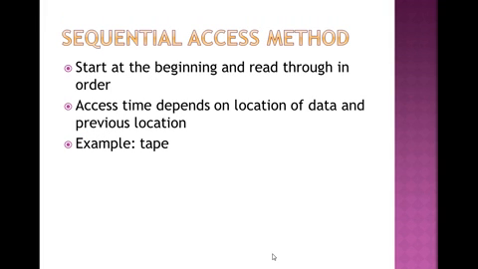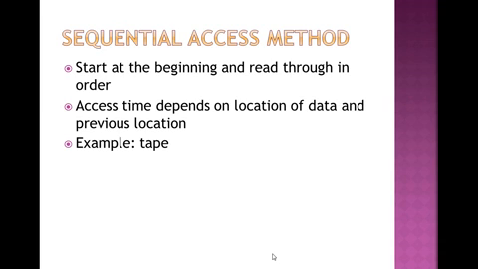Now let's see one by one what the 4 methods to access the memory are. First one is the sequential access method. It starts at the beginning, that is, it starts accessing the memory from the beginning and reads through in order, step by step. Next point says access time depends on the location of the data and the previous location. So access time is calculated from the location of the data, that is where it is stored, and the previous location from where the output is derived for the current input.